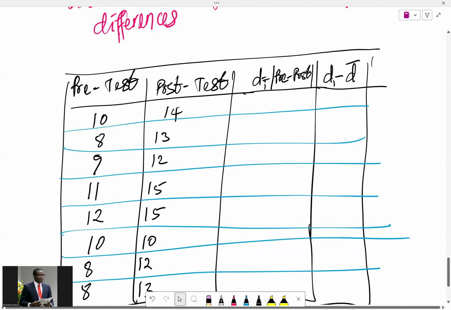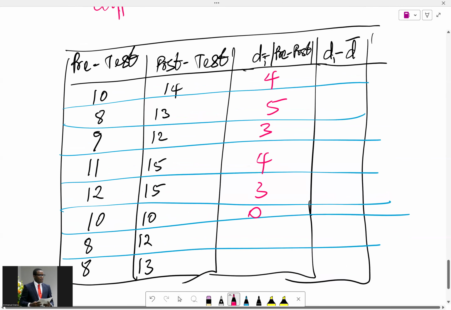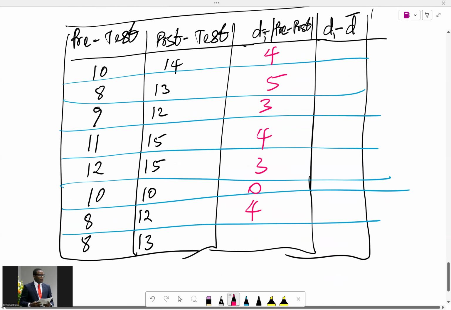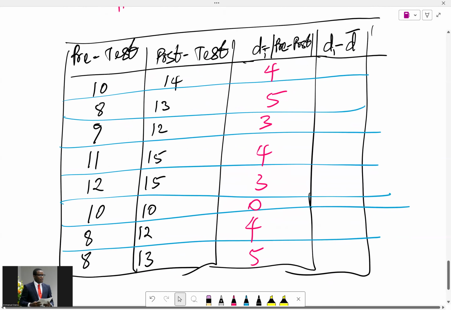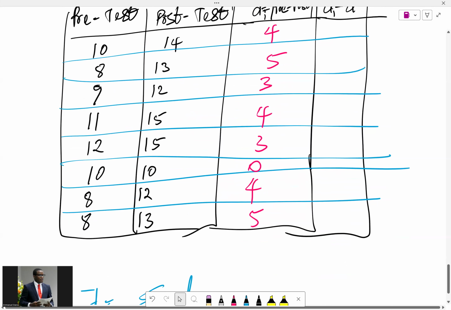So 10 minus 14 is minus 4. That's just for absolute value. This is 5. This is 3. This is 4. This is 3. This is 0. And this is 4 again, and this is 5. Are we good? 14 minus 10 is 4. 13 minus 8 is 5. 12 minus 9 is 3. 15 minus 11 is 4. 15 minus 12 is 3. 10 minus 10 is 0. 12 minus 8 is 4. 13 minus 8 is 5.